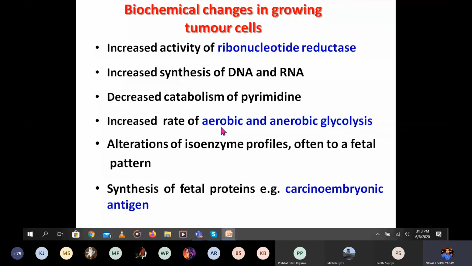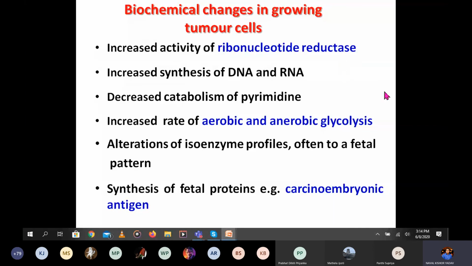Increase the rate of glycolysis, aerobic glycolysis and anaerobic glycolysis. Glycolysis means glucose is broken down into pyruvate or lactate. In aerobic conditions it forms pyruvate. In anaerobic conditions it forms lactate. Okay, so this will provide you the energy. Energy is provided from glycolysis. So a higher rate of glycolysis takes place in growing tumor cells to supply more ATP.